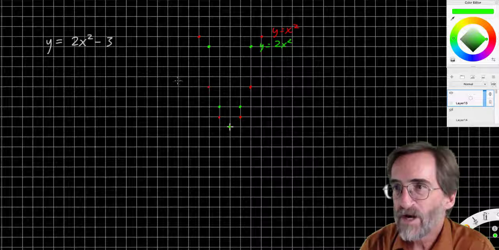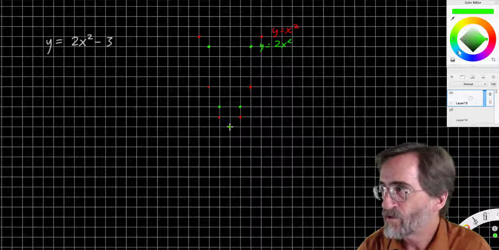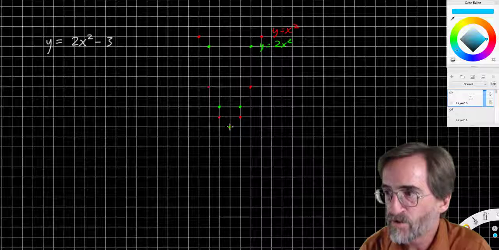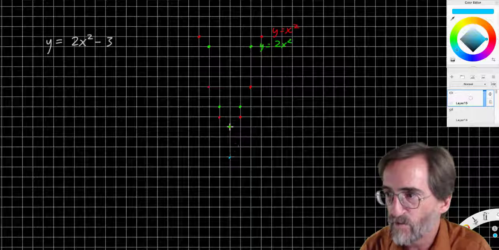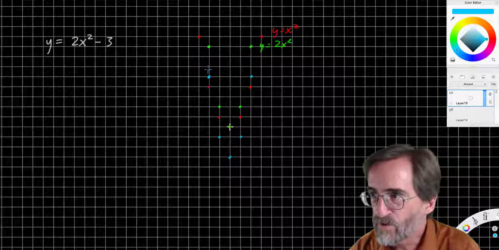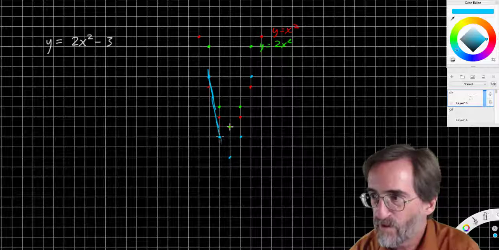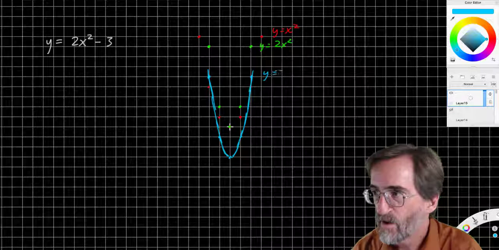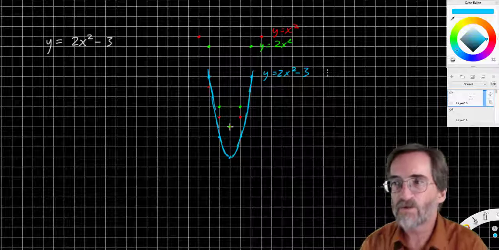Okay, and now the minus 3 moves it down. So let's go minus 3. Everything goes 3 lower. So 0 goes 1, 2, 3 down. 1 goes 3 down. Okay, this one goes 1, 2, 3 down, and 1, 2, 3 down. So the blue graph represents the graph of y equals 2x squared minus 3. So that's kind of the way I process it.